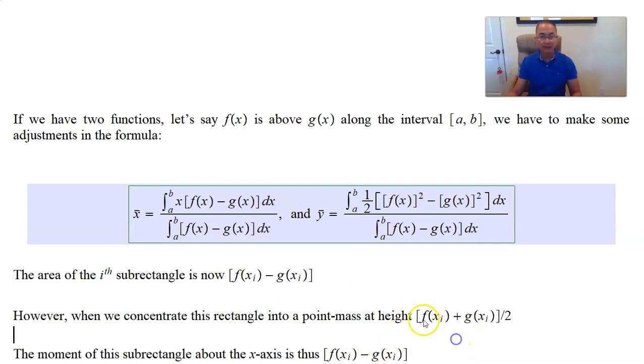Okay, so therefore, the moment of this subrectangle about the x-axis is the product of the area with the distance. You see what's happening? A minus b, a plus b. That's a difference of squares. F of xi squared minus g of xi squared, divided by 2. All right, so that's about it. Ooh, under an hour. I thought I would go over an hour on this one. So yeah, the idea is just about the same, but you have to make adjustments with your g of x.